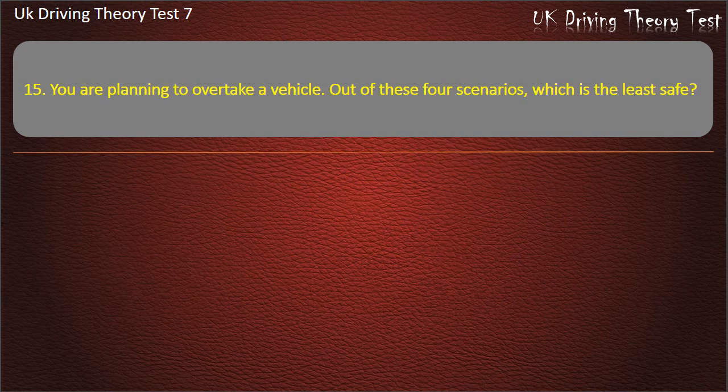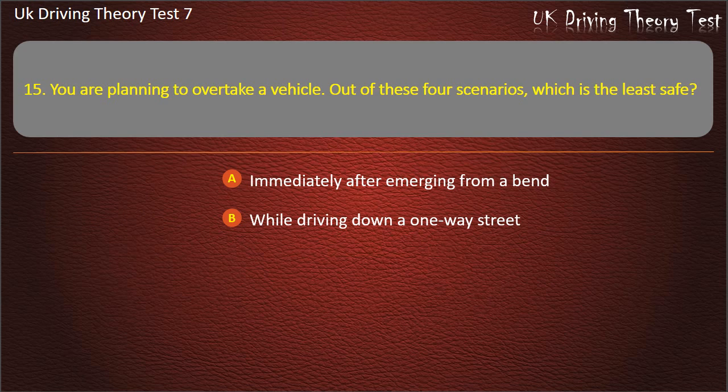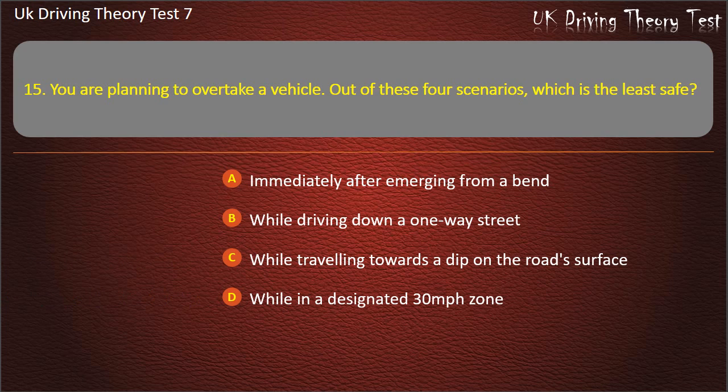Question 15. You are planning to overtake a vehicle. Out of these 4 scenarios, which is the least safe? Immediately after emerging from a bend. While driving down a one-way street. While traveling towards a dip on the road's surface. While in a designated 30 miles per hour zone. Answer. While traveling towards a dip on the road's surface.